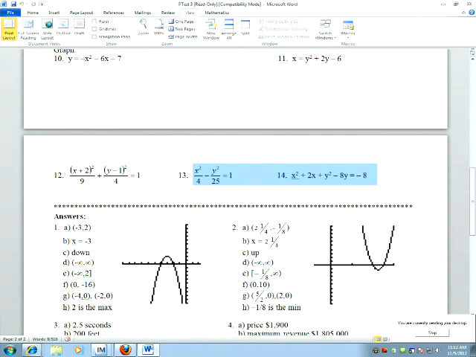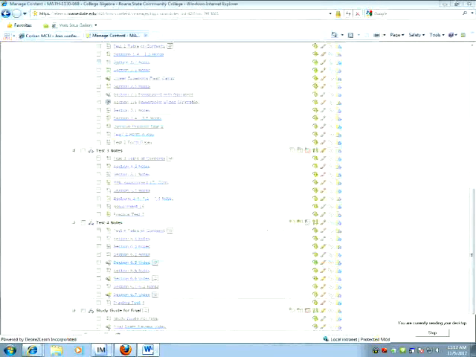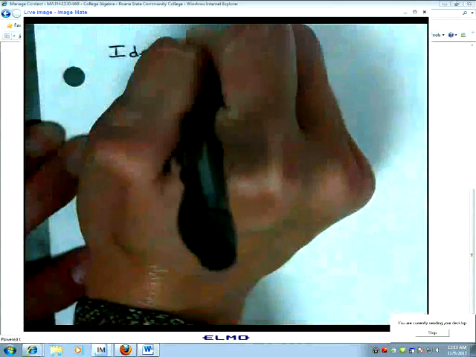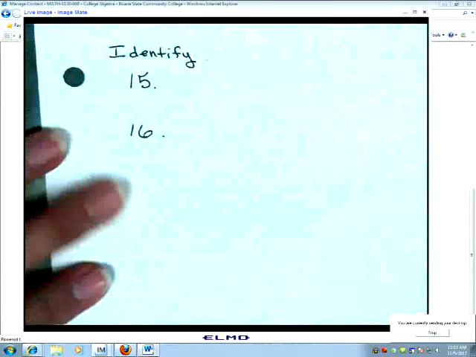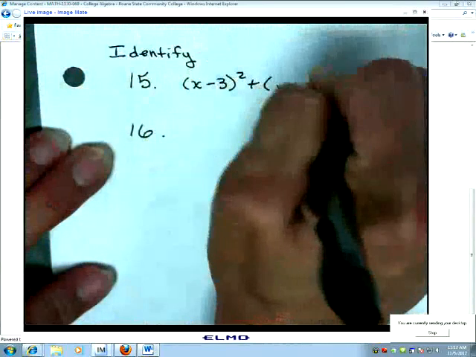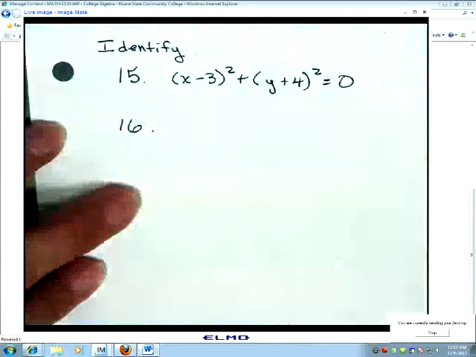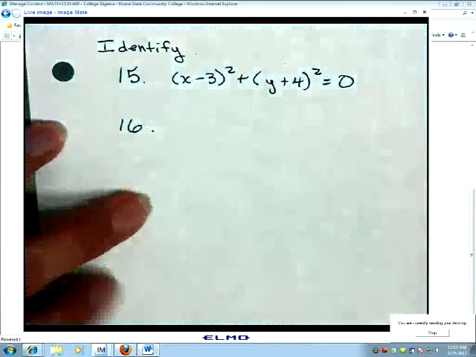All right, if I was going to real quick add 2 problems to that practice test, and this is the last thing, I'll let you go. I would say identify: x minus 3 squared plus y plus 4 squared equals 0. What is that?